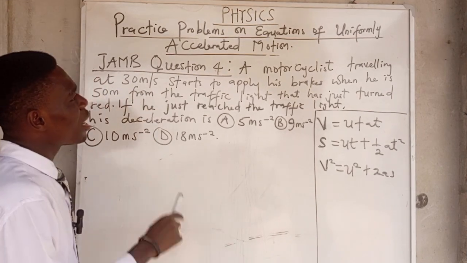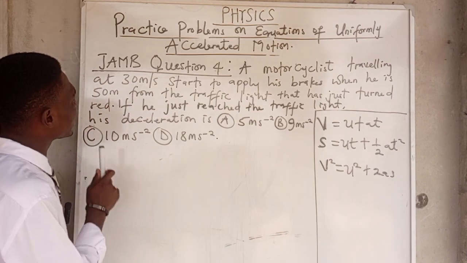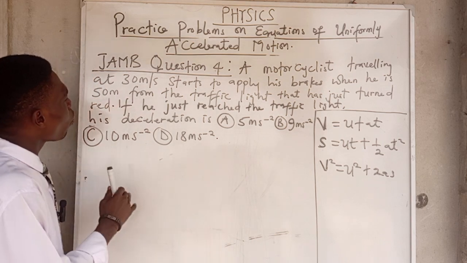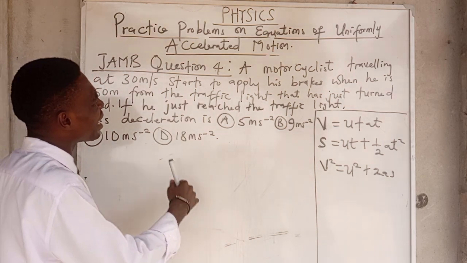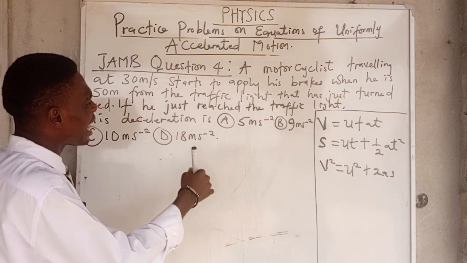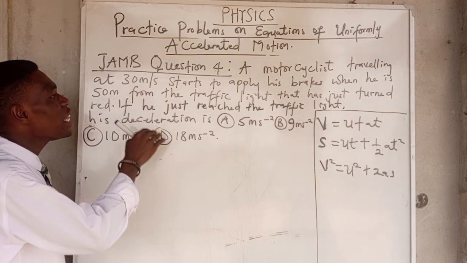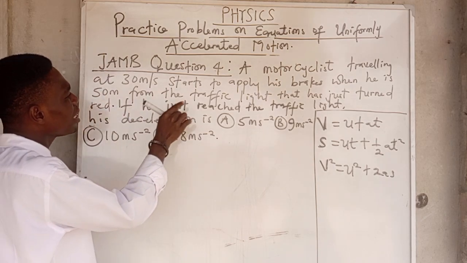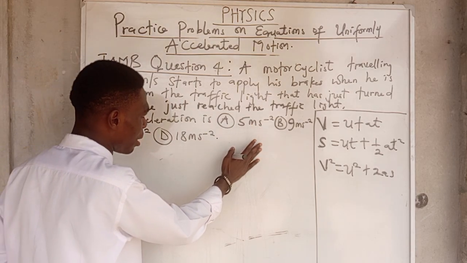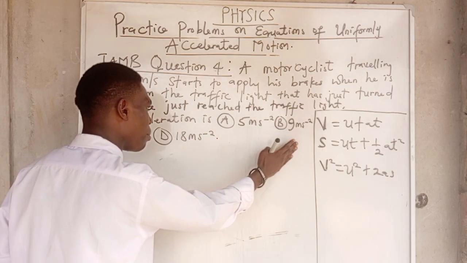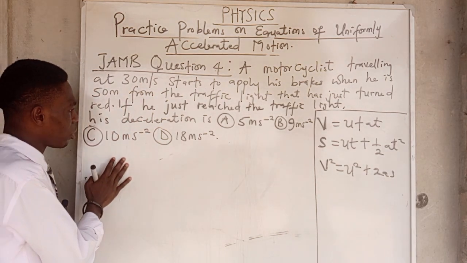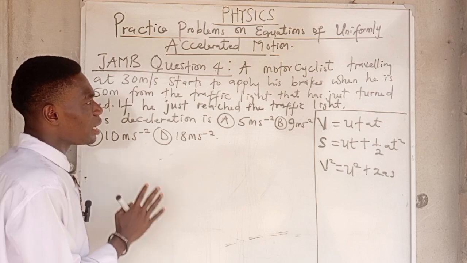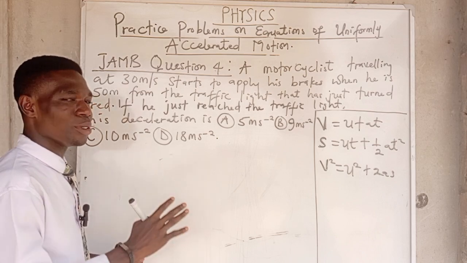Question 4. A motorcyclist traveling at 30 meters per second starts to apply his brakes when he is 50 meters from the traffic light that has just turned red. If he just reached the traffic light, his deceleration is A, 5 meters per second squared, B, 9 meters per second squared, C, 10 meters per second squared, D, 80 meters per second squared. And so, in case you come across this question, you don't need to be afraid.